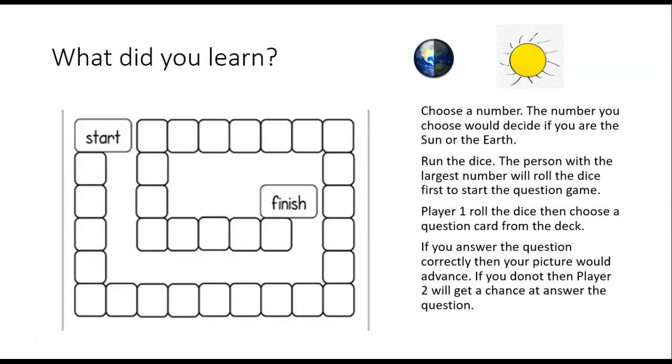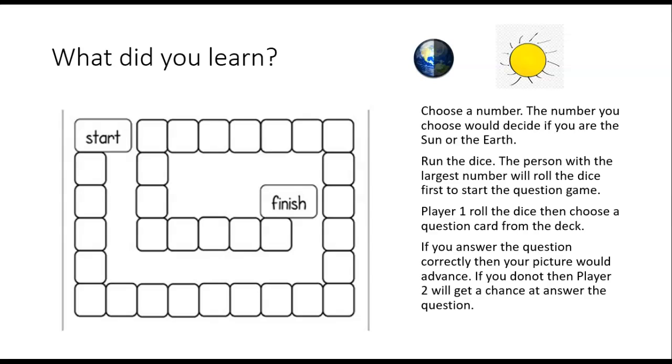I don't know what the game is, but basically they will have a stack of cards, and first they will choose a number, and one will be for the earth and two will be for the sun, and then based on the number that they choose, they will get their picture. For this part, I will control the pictures when they move, just so that the students don't take too long to complete this part of the activity. So they will be rolling the dice and answering the question, and I will be the one moving the picture.